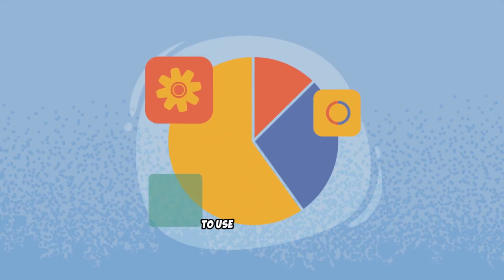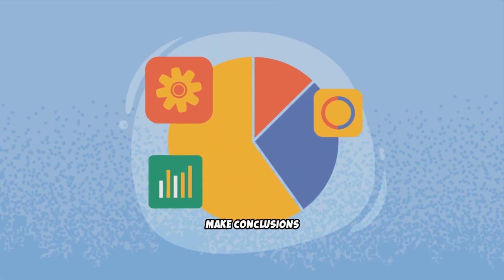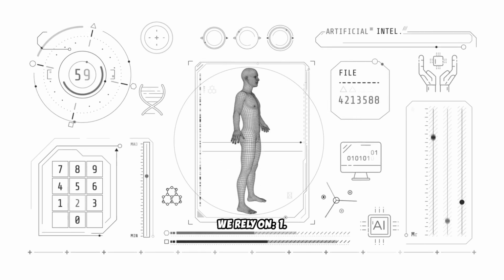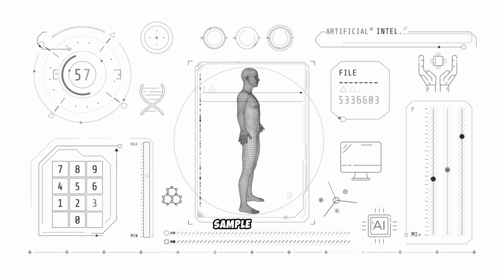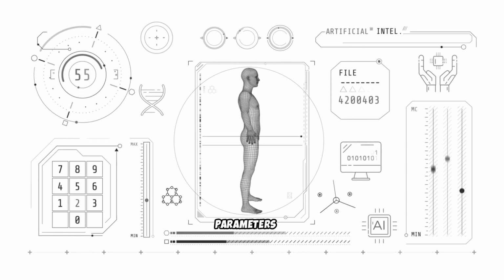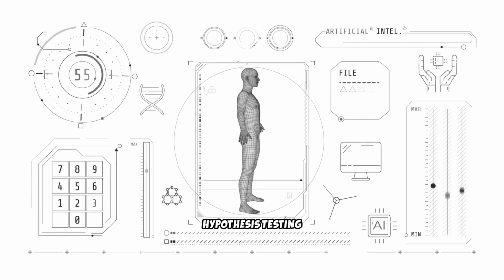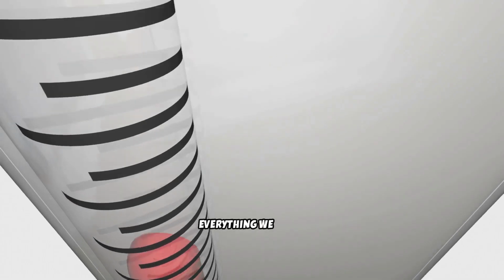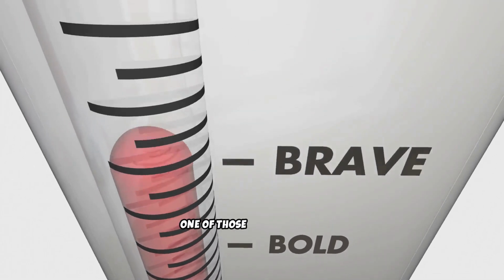Let's begin. Inferential statistics allows us to use information from a sample to make conclusions about a population. Because we rarely collect data from an entire population, we rely on: 1. Estimation, using sample data to estimate population parameters. 2. Hypothesis testing, using sample data to test claims. Everything we cover today falls under one of those two branches.